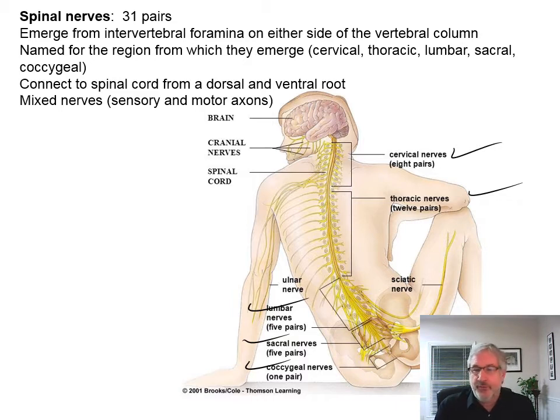I'm going to show a little bit better picture. There are also a few other nerves it points out, the sciatic nerve and the ulnar nerve. We're going to get into those and talk about what they do too.